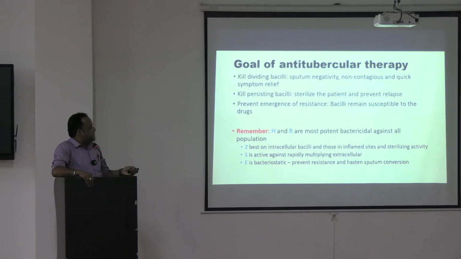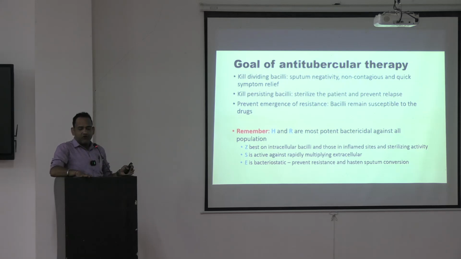So remember, isoniazid and rifampicin are the most potent bactericidal agents against all populations. Pyrazinamide acts on intracellular bacilli and those in inflamed sites, and has sterilizing activity. That is the reason it is given during the intensive phase, because most inflammation is happening during the intensive phase only. Then after that, in the continuation phase, we assume that the acute inflammatory stage is over. Now we can continue with the treatment for eradication.